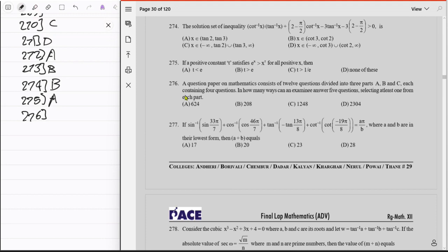A question paper on mathematics consists of 12 questions divided into 3 parts A, B, C, each containing 4 questions. In how many ways can an examinee answer 5 questions, selecting at least one from each part? 12 questions, 3 parts A, B, C, each part containing 4 questions. How many ways can an examinee answer 5 questions, selecting at least one from each part? At least one from each part.